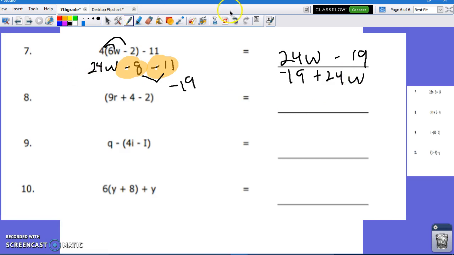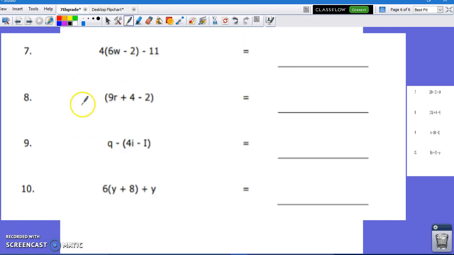Moving on to number 8. Here we go. Now, nothing on the outside of the parentheses, so we just need to combine like terms on this one. You have a positive 4 and a negative 2. What do we do when we have a positive and negative? Oh, I know, Mrs. Hart. Of course you do. We're going to subtract, keep the sign of the higher number.